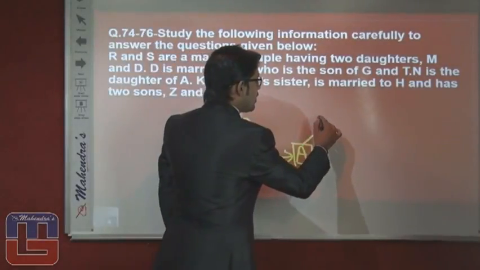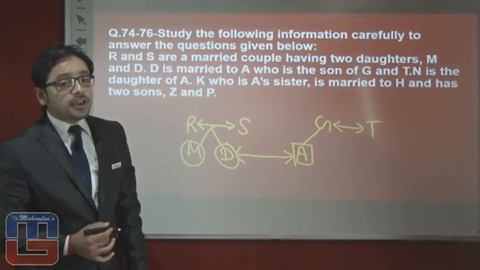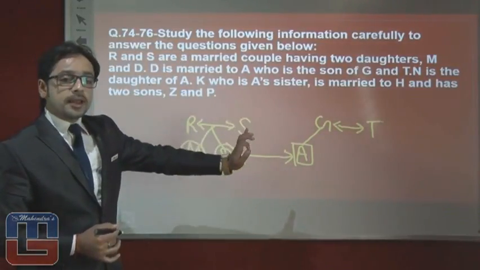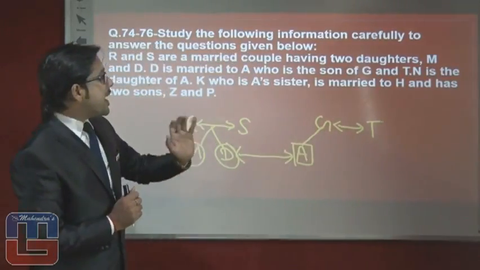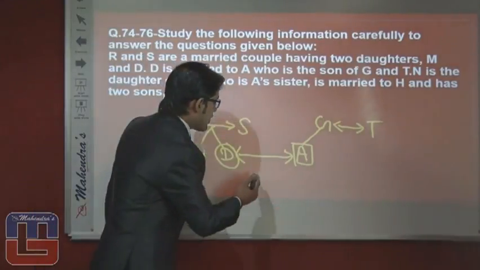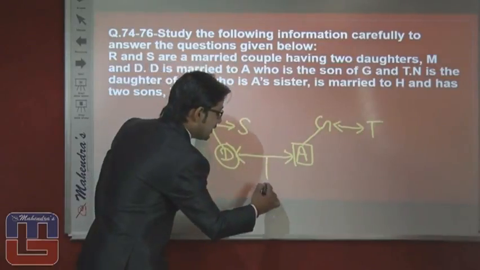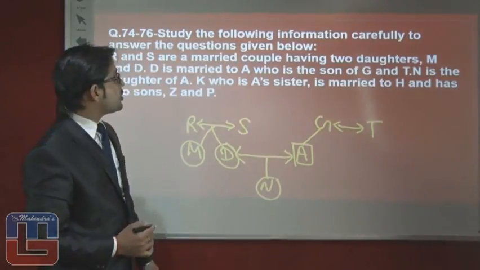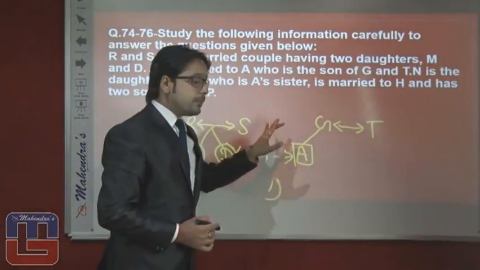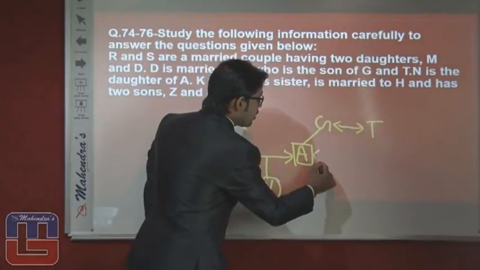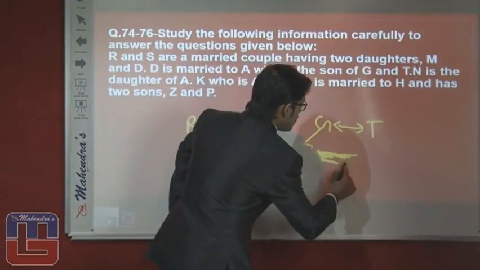So G and T must be in the upward direction. G and T are a married couple, but we are still unaware of who is male and who is female, as per the condition, because they have only said that G and T are a married couple. N is daughter of A. You can mention here N is daughter of A, so she will be daughter of D also. N is daughter of A and D. She is a female because she is a daughter. Next statement is saying K, who is sister of A. You can mention here K, sister of A. So we can draw it with a single line. We can draw it here.